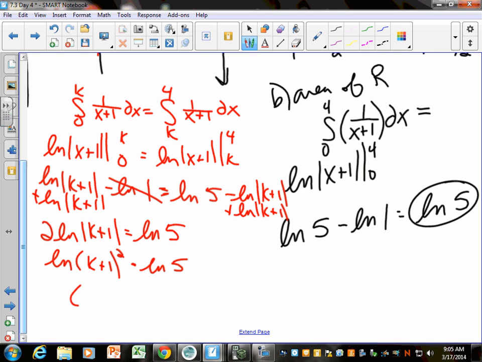Which means I can say that (k plus 1) squared equals 5. Notice I dropped the absolute values because if I square k plus 1, it can't be negative anymore. Now I can take the square root, and I would get that k equals plus or minus the square root of 5, minus 1, right?